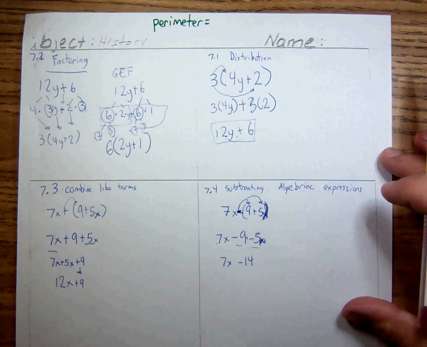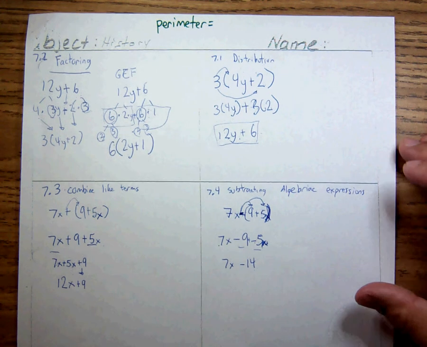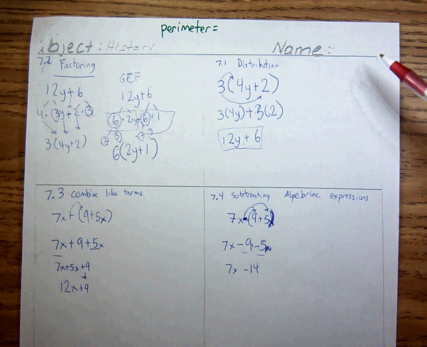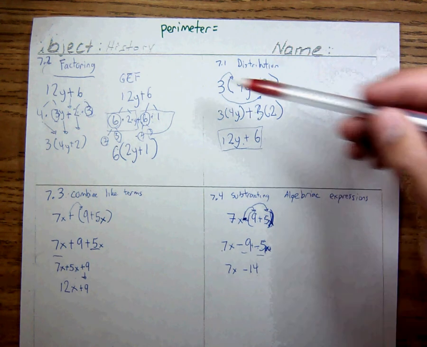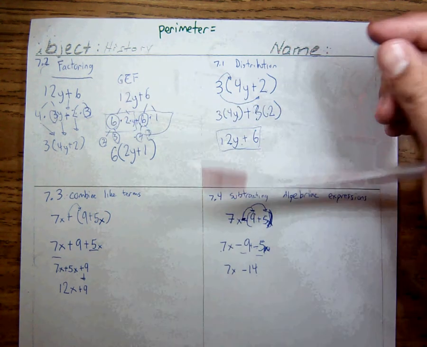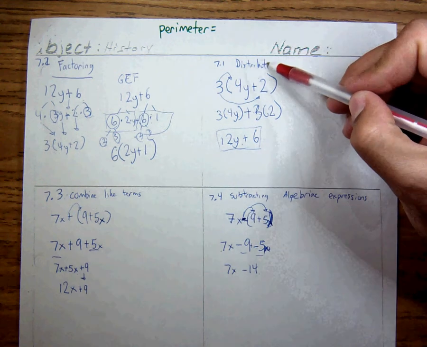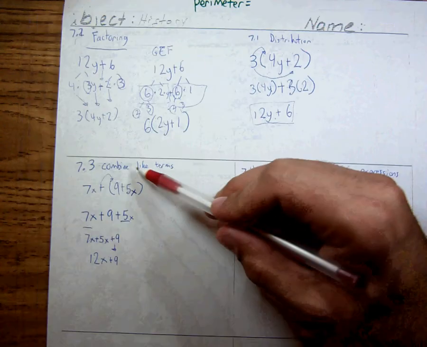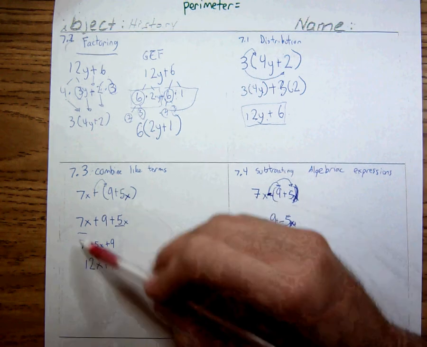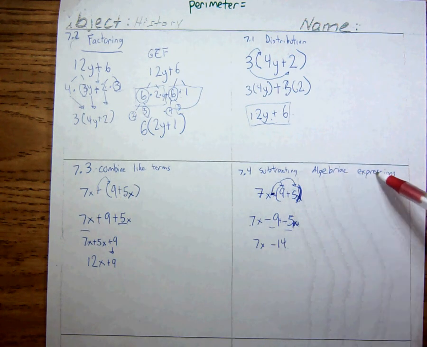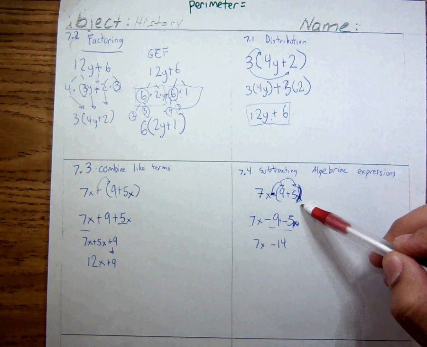So, I created a little box notes example sheet, and I will go ahead and upload one that includes each of these terms. You must know factoring and have an example. Must have distribution with an example. That's from 7.1. 7.3, you must have combining like terms with an example. 7.4, subtracting algebraic expressions with an example.